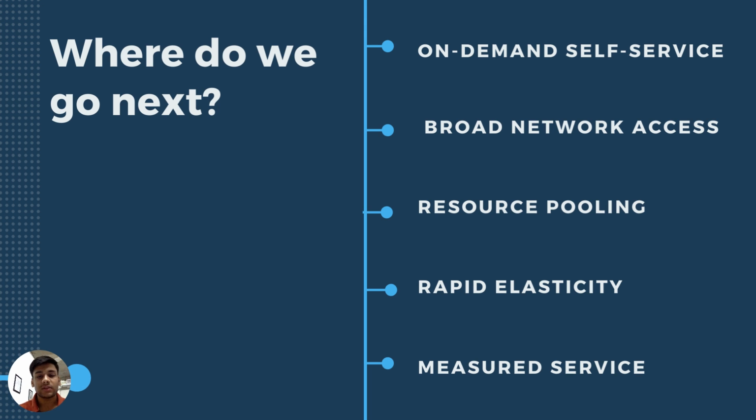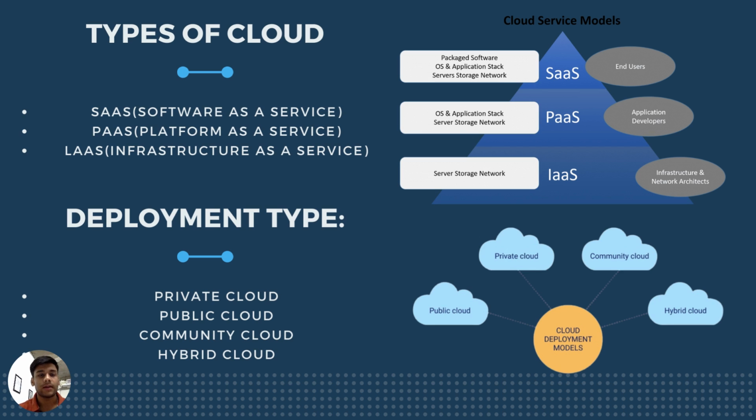The last one is measured service. Measured service is a term that IT professionals apply to cloud computing. This is a reference to services where the cloud providers measure or monitor the provision of services for various reasons, including billing, effective use of resources, or overall predictive planning. So now let's discuss types of cloud.